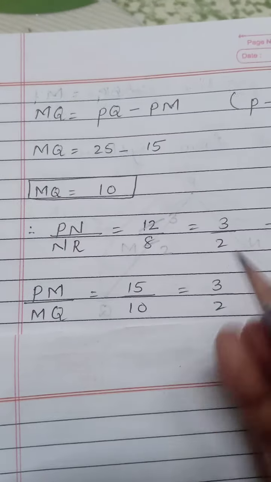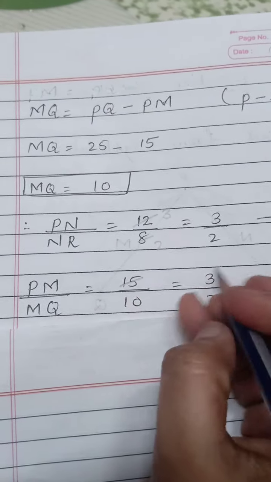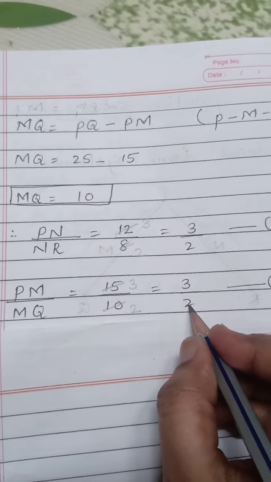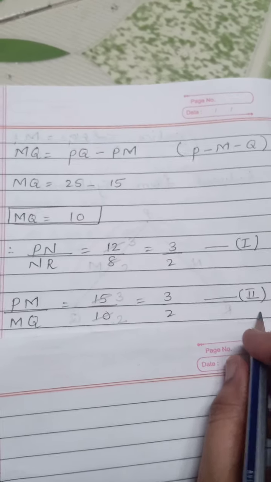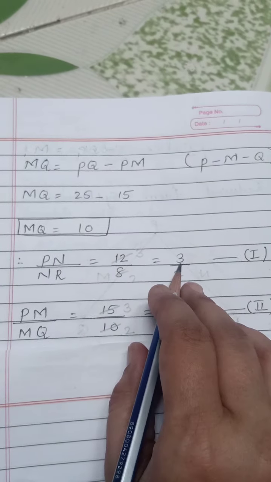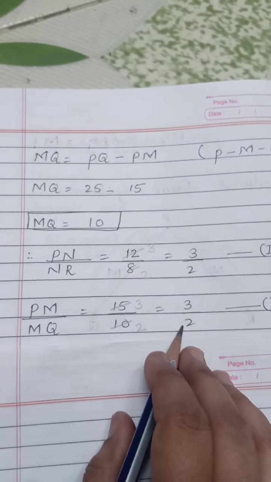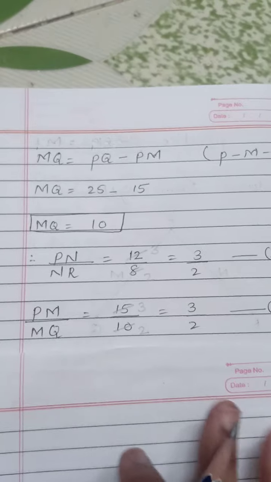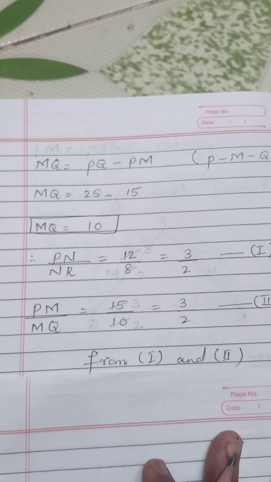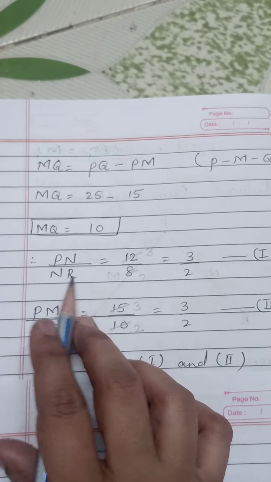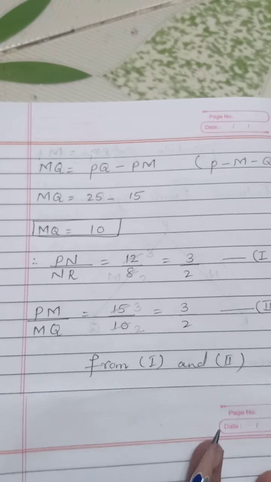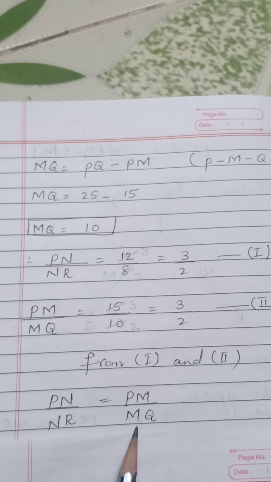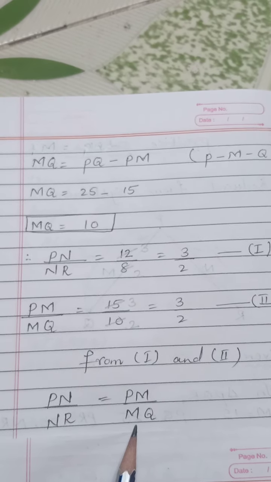These two, 15 and 10, can be cancelled by 5. So 5 threes are 15, 5 twos are 10. So we have got the answer 3 upon 2. I have called it equation number 2. If we compare equations 1 and 2, we are getting the same answer, 3 upon 2. That means the values of these two ratios are equal. So from equations 1 and 2, the ratio PN upon NR is equal to the ratio PM upon MQ. And whenever these two ratios are equal, we can say that these two lines are parallel.